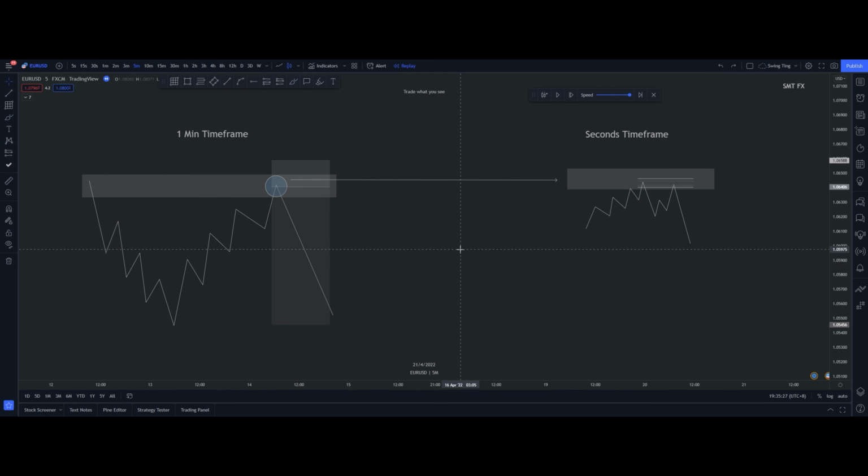Essentially I look for 1 minute mitigations on my swing trades or intraday trades, or scalps as well, and I look for the exact same confirmation. Now this is not necessary, like I said, but how does this help?